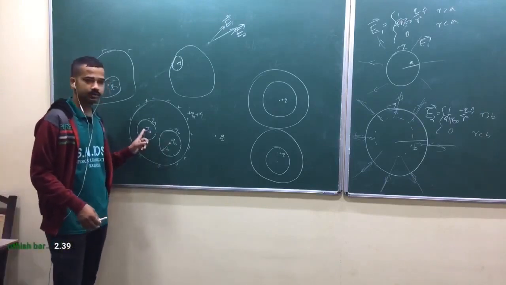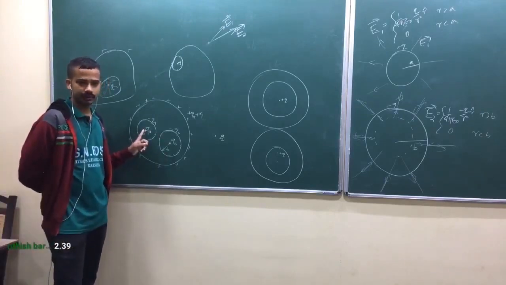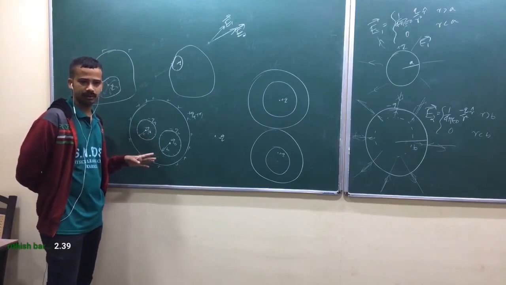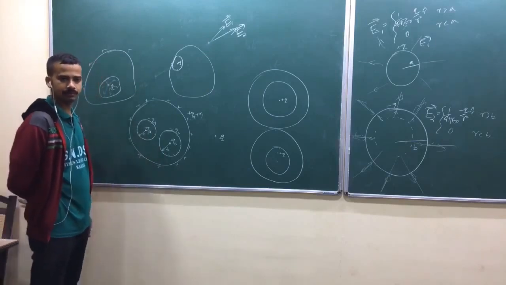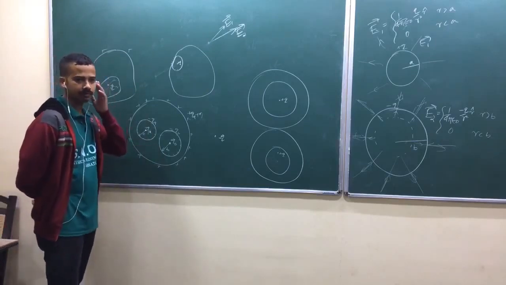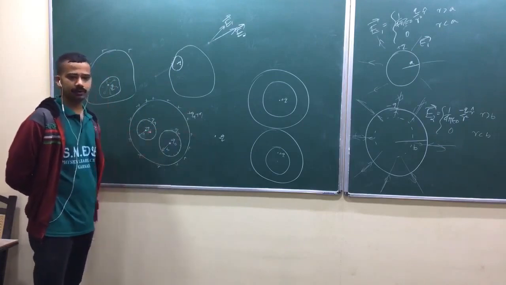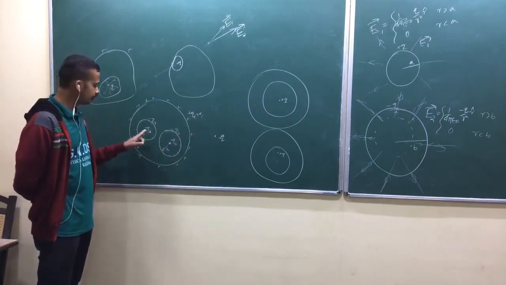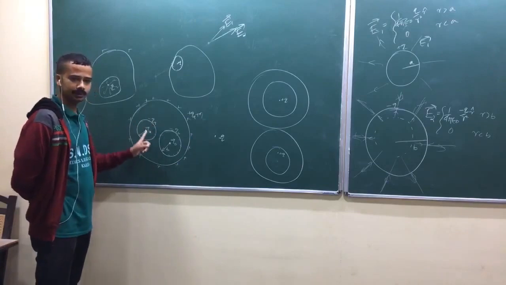These are positive charges, that's what I'm assuming. He said QA, QB, and hasn't mentioned the sign, but let me take them as positive. If they are negative, the opposite will happen. Anyway, the sign we will take care of. If this is positive, negative charges will be induced here.